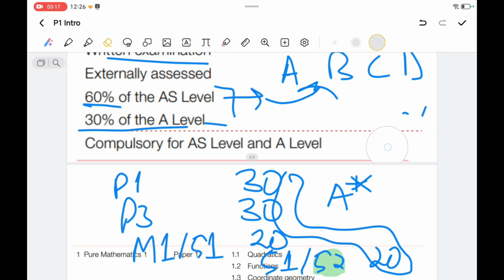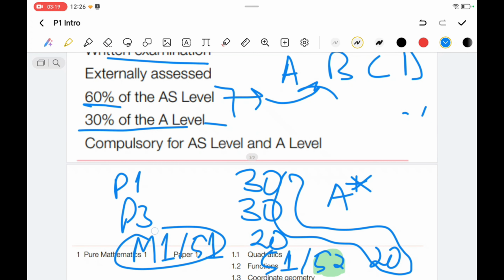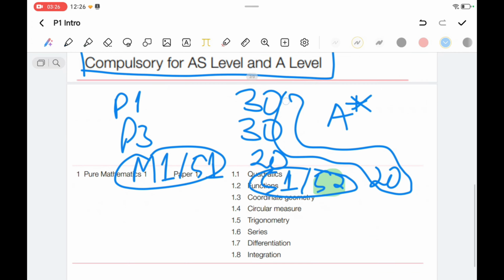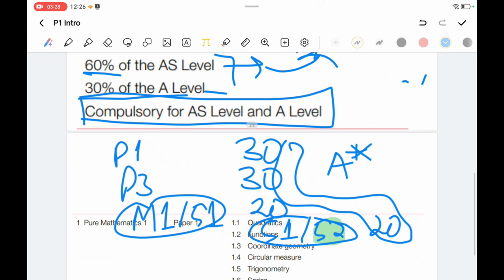This is a compulsory paper. You have an option in M1, S1, S1, S2, P2 also, but P1 is a compulsory AS or A level subject. You have to study this paper.